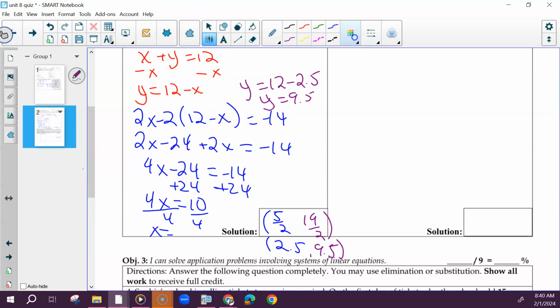So the 5 points on that were, did you set up your substitution correctly, however you did that? Did you solve for x correctly, get the correct x value, solve for y correctly, and get the correct y value? Do we have any questions on that?